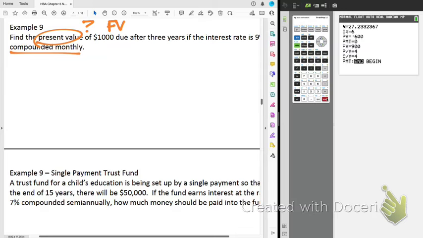12 times 3, or 36. Yeah? Because remember, n is number of times compounded times number of years. Okay? What is our interest rate on this one? 9%. All right. So I go into my calculator again.